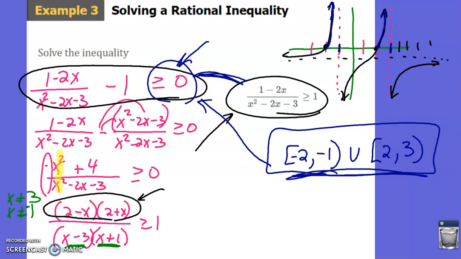And again, you can always test points. If you test points in that interval, that's what we kind of did to even graph it. If you test points in this interval and that interval, you can see that it will fit the original problem. I just wanted to show you graphically where it exists as well.